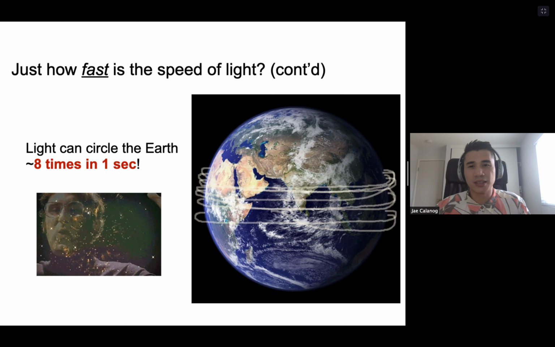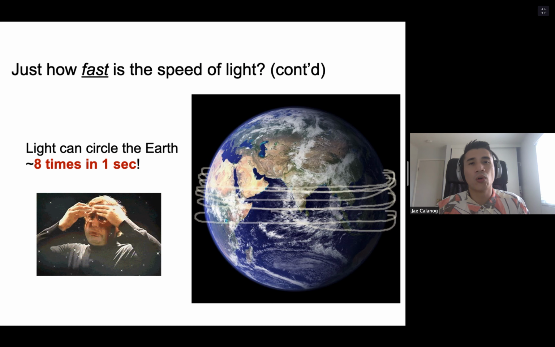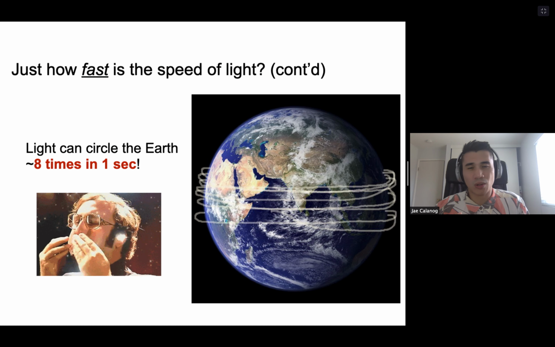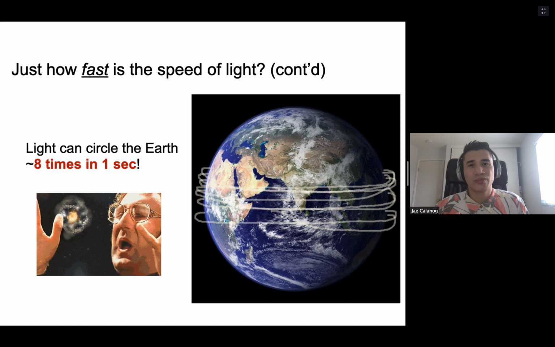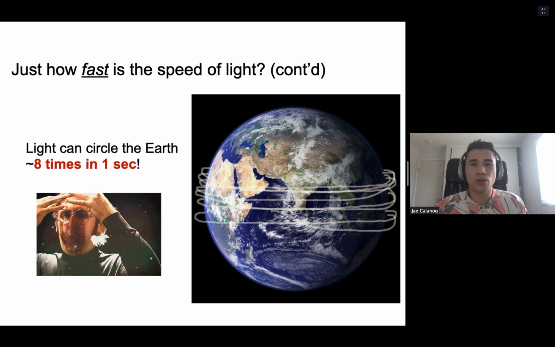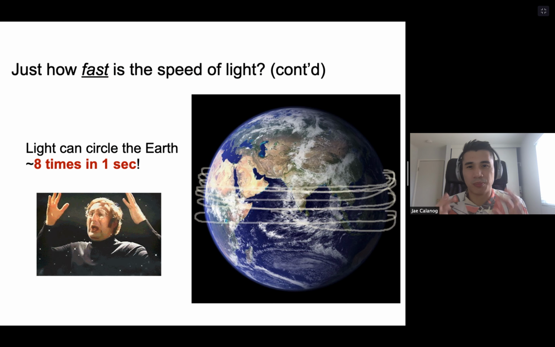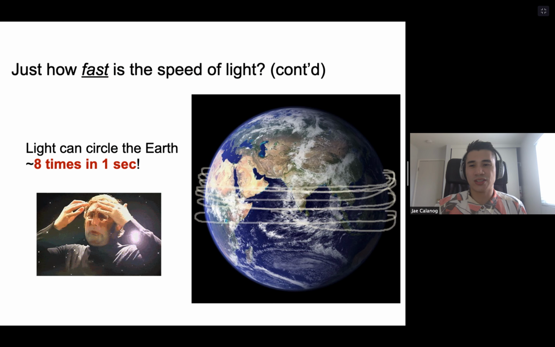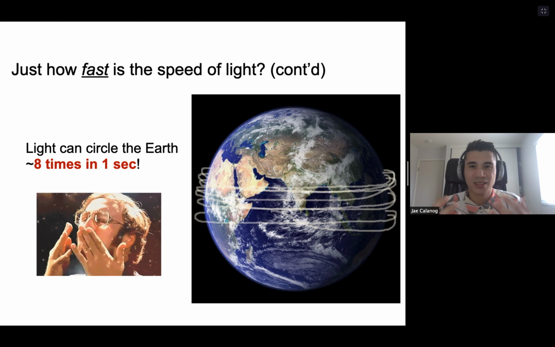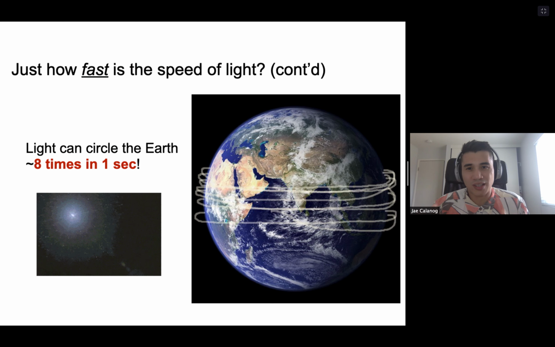Here's another way to put that into perspective. Light can circle the whole circumference of the Earth 8 times in 1 second, right? So you can travel the whole world 8 times in 1 second if you were able to move at the speed of light. So hopefully your brain is exploding right now, just like my little GIF here in the bottom left, because that's basically how I felt when I first learned about how fast the speed of light is.